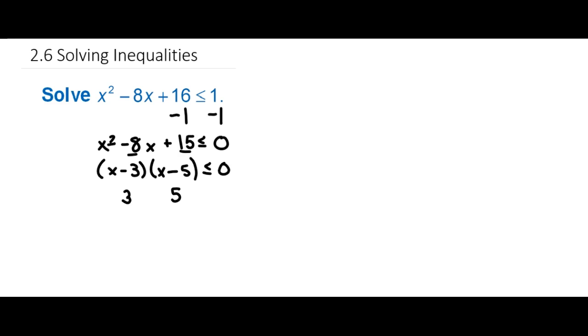So what I'm going to do is set up what's called a sign chart from negative infinity to positive infinity. And I'm going to put my zeros on the chart. So I have a 3 and I have a 5. And now what I need to do is come up with some test values to try between each interval on my sign chart. So between negative infinity and 3, the easiest test value would be 0. Between 3 and 5, let's go with 4. And then from 5 and beyond, I'm just going to go with 6.